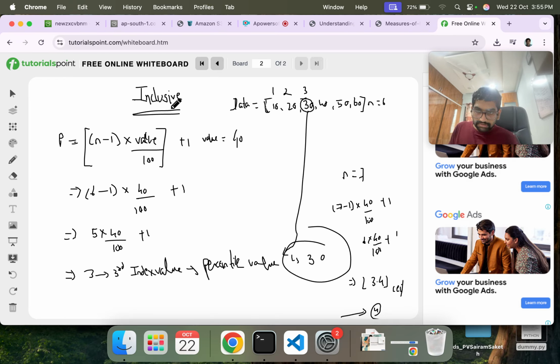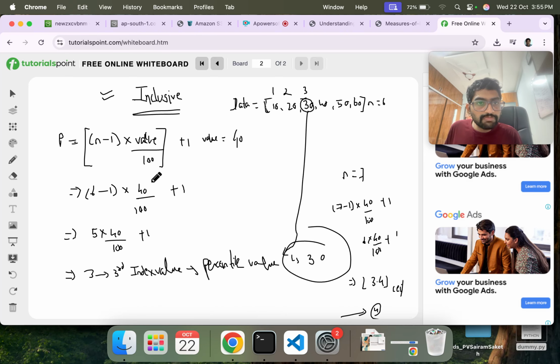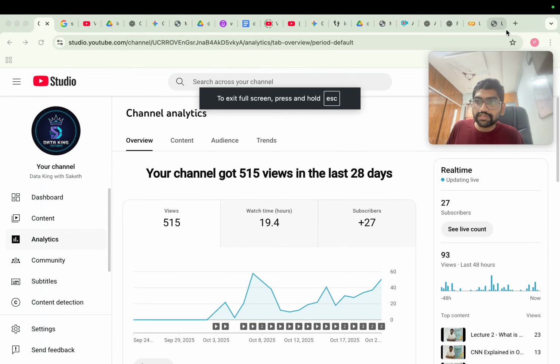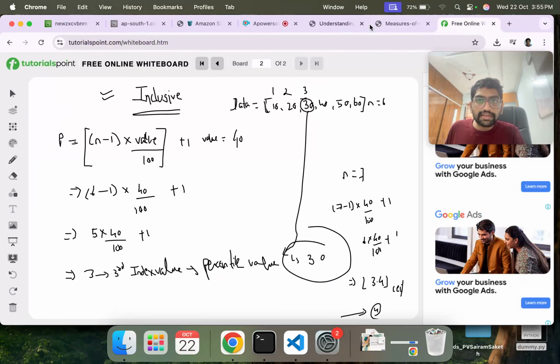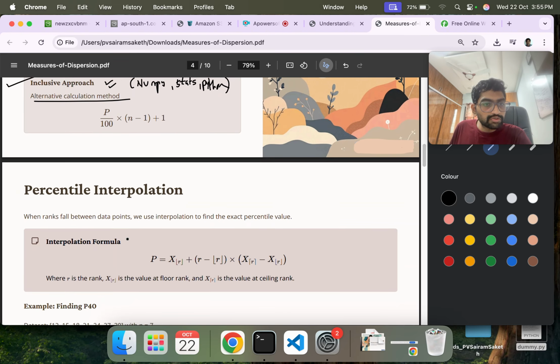But this approach, what Python, Pandas, NumPy do, is not appropriate. The exclusive interpolation method is the appropriate way to calculate this. But for coding, for easy calculation, since by default in libraries this formula is there, we'll be using this particular approach. So I hope this concept of inclusive and exclusive is clearer to you. So we will check the notes also. Exclusive is used in Excel and similar tools, but inclusive we use for NumPy and statistics. Python uses this particular approach. Now in this, if you want to calculate the interpolation, you will be using this particular approach.